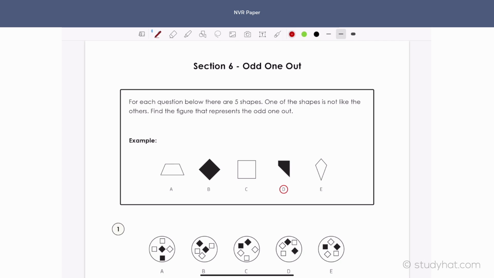Section 6, odd one out. For each question below, there are 5 shapes. One of the shapes is not like the others. Find the figure that represents the odd one out. Okay, so we look at this example. Let's try a first thing, which is how many sides does each shape have?